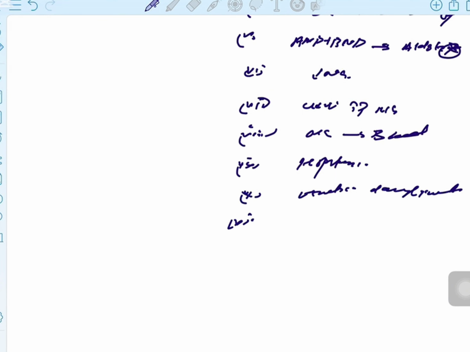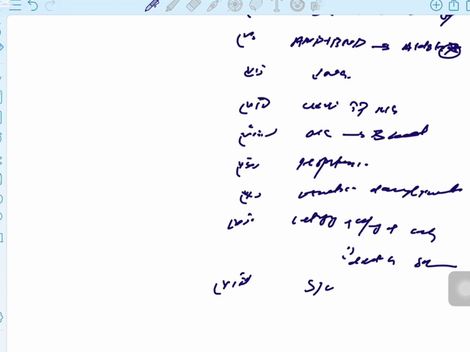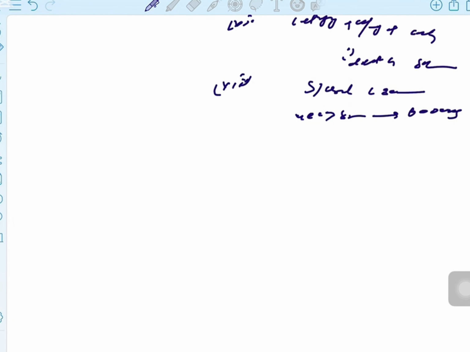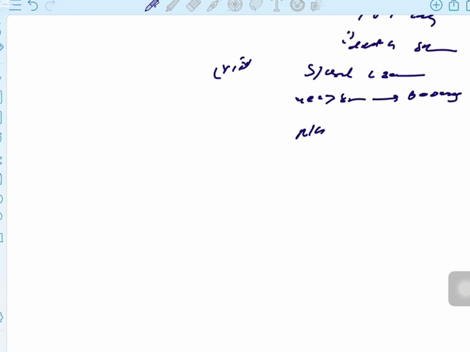Other than that, osmotic demyelination, lethargy, confusion, coma, death, seizure, all these happen due to hyponatremia. Okay guys, next point. How will we diagnose this patient? The serum osmolality will be low, less than 300. Urine osmolality will be more than 600 milliosmol. Other than that, sodium, where will it go? Into urine, more than 20.